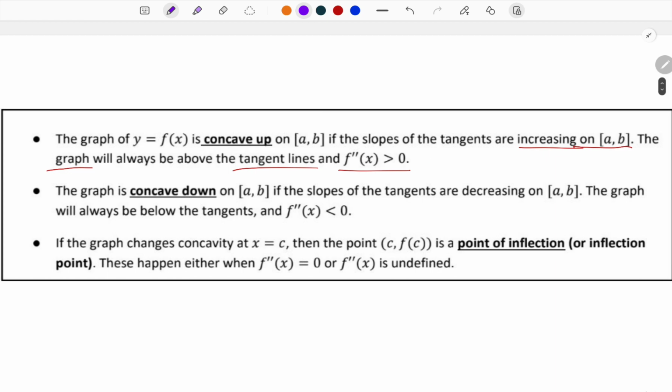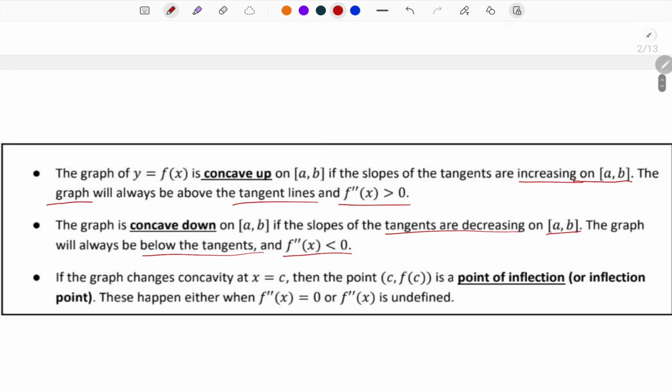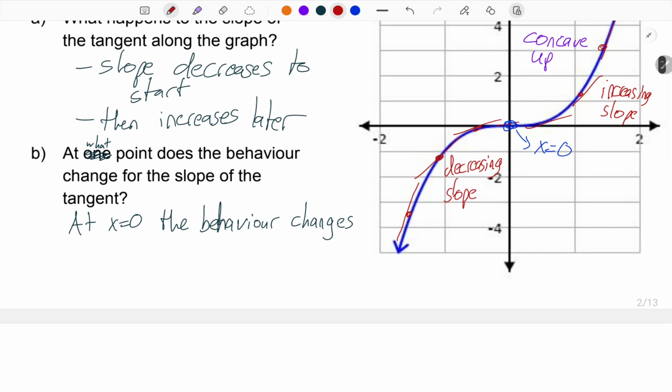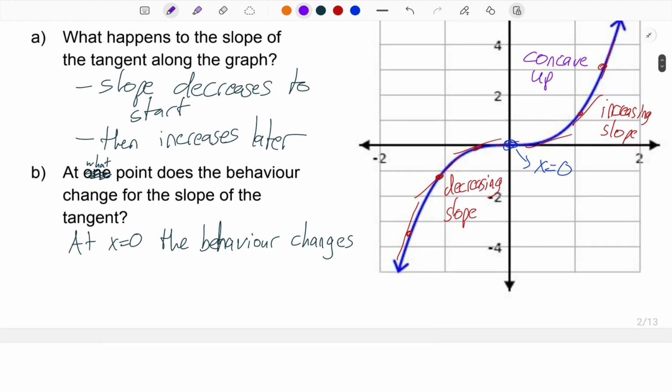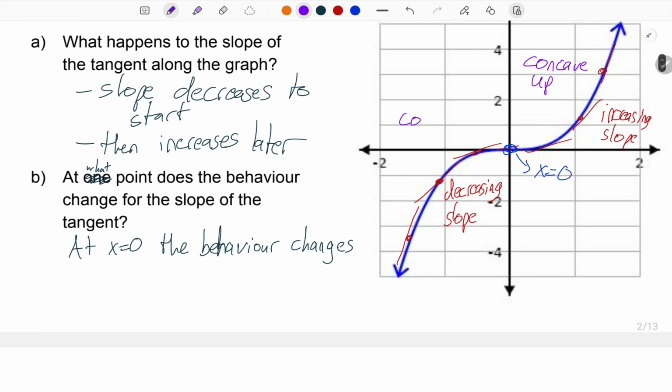In comparison, a graph is concave down if the slopes of the tangents are decreasing on that interval, and the graph will be below the tangents. In terms of a calculation, that would mean the second derivative is less than 0. And you can see here on the left-hand side, those tangents are above the graph. And we started off with a steep slope, and it became less and less.